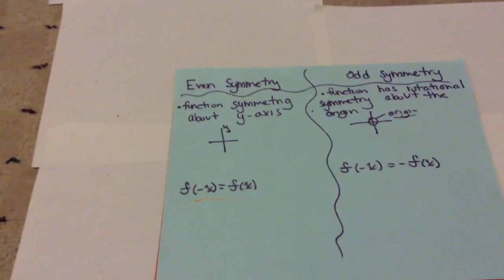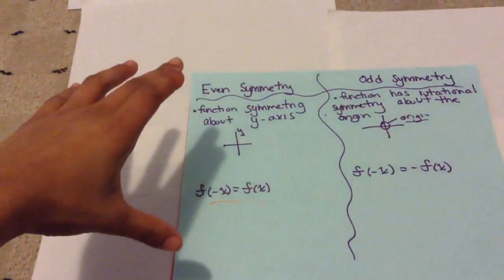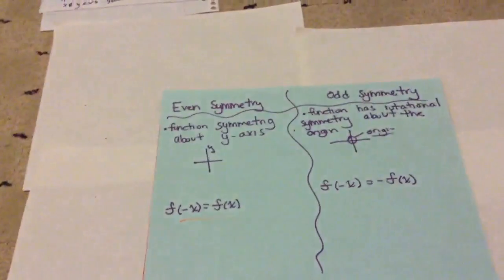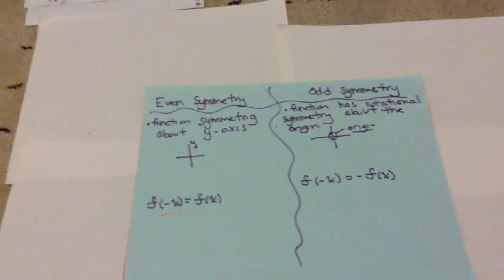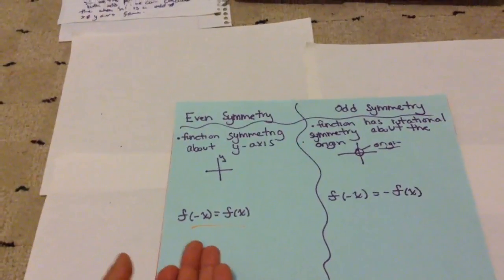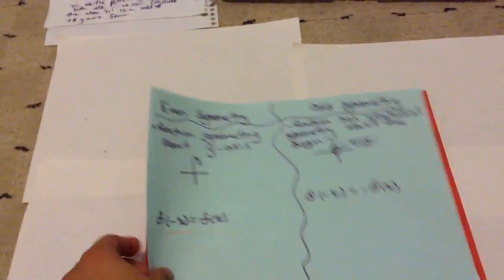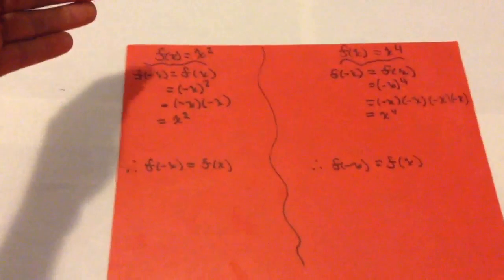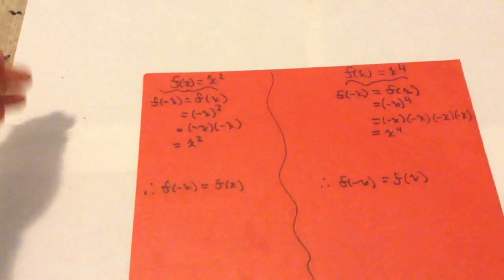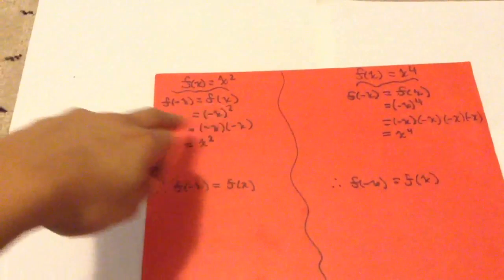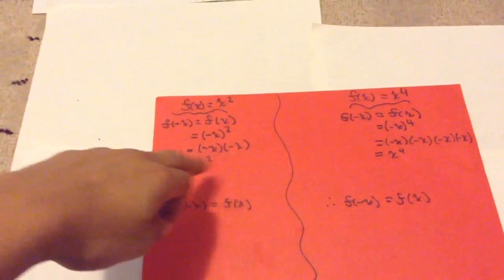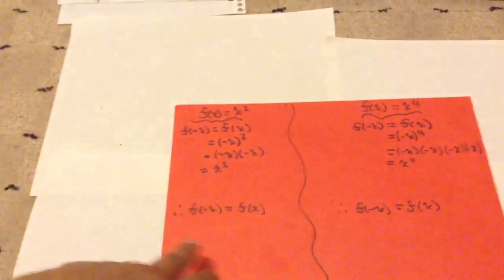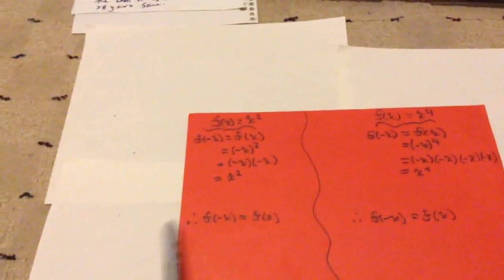Okay, this means that they must have even symmetry, because functions that have even symmetry only have symmetry about the y-axis. Okay, algebraically that looks like f of negative x is equal to f of x. So let's prove this. Looking at the function f of x equals x to the power of 2, here's our equation for even symmetry. There, negative x to the power of 2, expanded form. Therefore we can conclude that f of negative x is equal to f of x, therefore it has even symmetry.